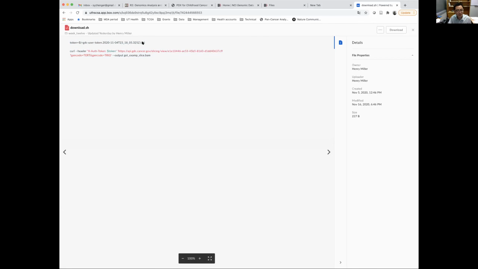Now, the token file is basically the credential file that tells the GDC you have the permit to download such files. You type this token file into the command line, and then you can run this command to get your slice of BAM. Okay, so now getting back to the demo.